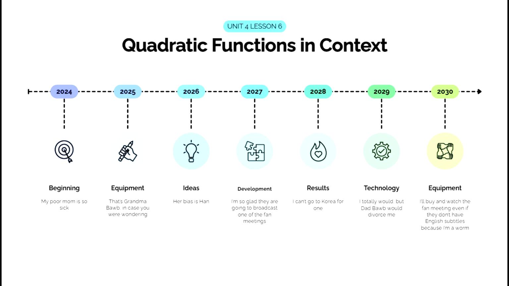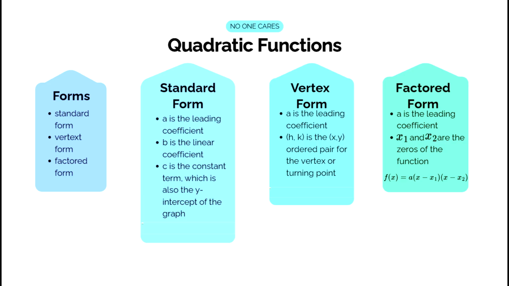This is Quadratic Functions in Context, Unit 4, Lesson 6. Quadratic functions come in different forms. There's standard form, vertex form, and factored form. Standard form, oh, I never put these formulas in here. Standard form is when A is the leading coefficient, B is the linear coefficient, and C is the constant term, which is also the y-intercept of the graph.